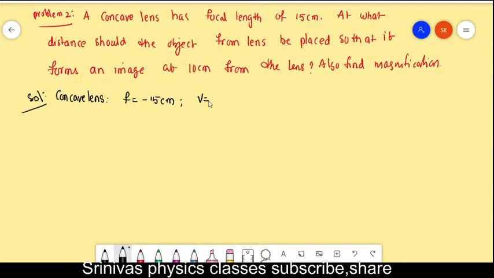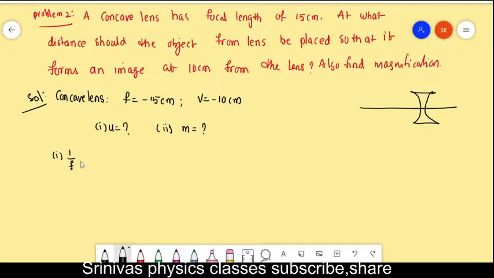The image distance is 10 centimeters. Image always forms on the left side. That's why concave lens always forms the image on the left side only. Okay, image forms on the left side means image distance is negative. We have to take. What is our question? Question is what is the object distance? What is the magnification? These are the two questions based on this. Very simple to find out.